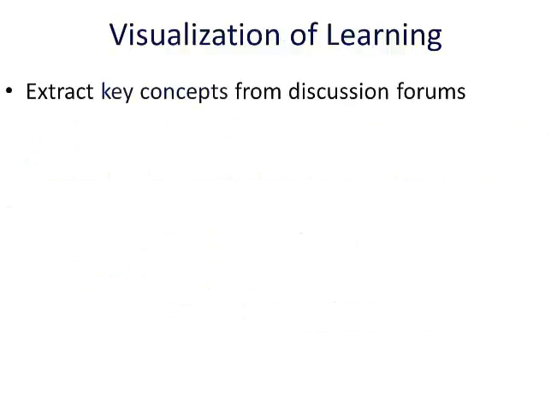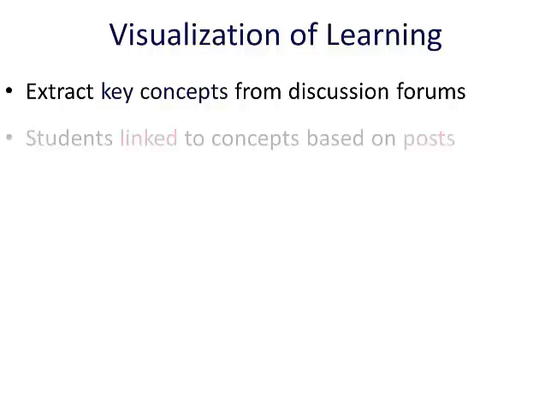First, let's talk about visualization. In order to visualize the learning process, we need a method that can extract the key concepts from the discussion forums. We've developed an algorithm that can extract the key, important words from the threads. Once we've obtained these concepts, we can link the students to them based upon their posting history. If there's a concept called power control, and you've commented on a thread containing the phrase power control, then we would establish a link between you and that concept.